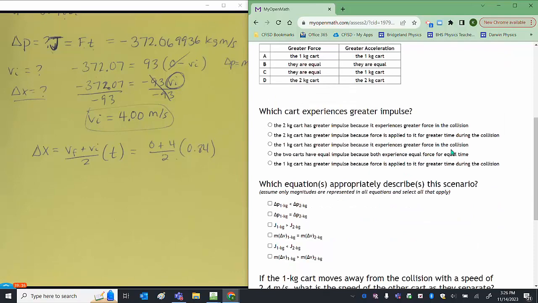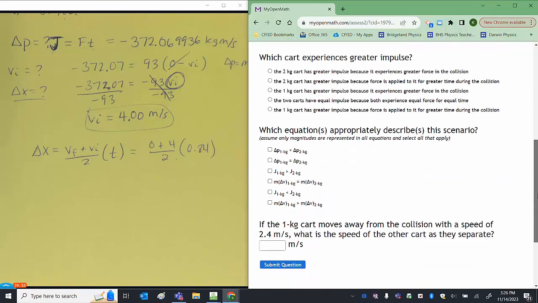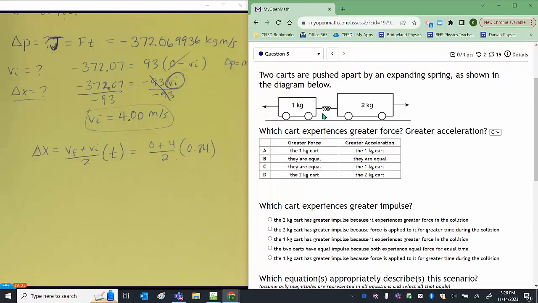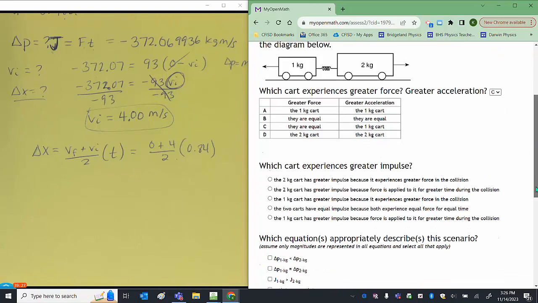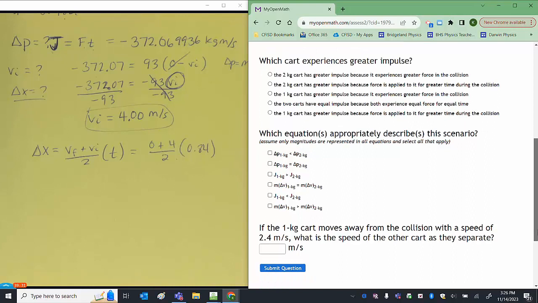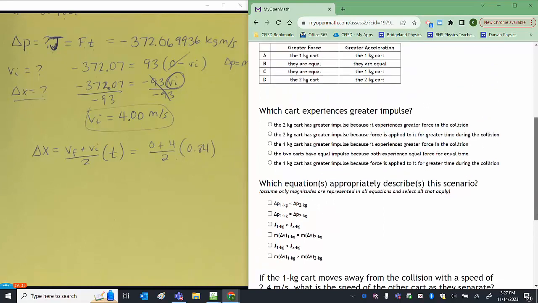The next one says, which experiences greater impulse? Again, this is the same force. The time is the same. It's impossible for it to be anything but the same amount of time because it's impossible for them to be experiencing a force without the other one experiencing it at the same time. So my impulses are equal because I have equal forces and equal times. I'm going to say that, and that's what this says. The 2 carts have equal impulse because both experience equal force for equal time.